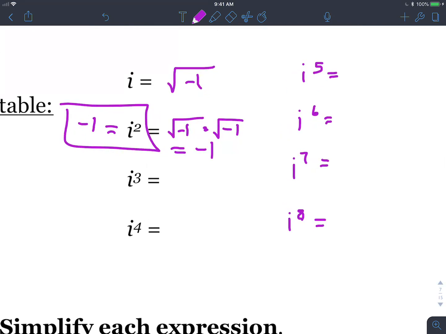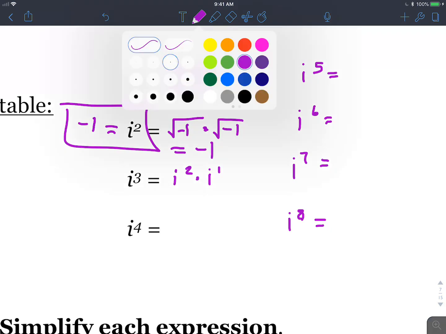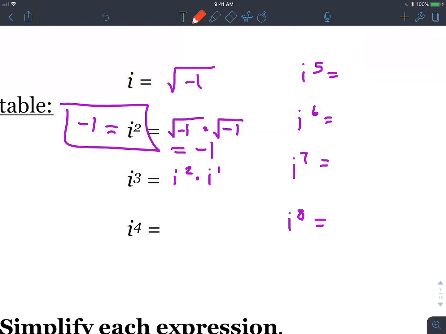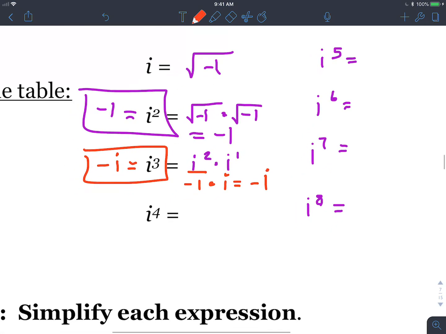Now, if you have i cubed, this is the same thing as i squared times i to the first power, just using your power rules from Algebra 1. This i squared piece we just said equals negative 1, and then times i would just get us negative 1i, or just negative i. So that's one of our other properties.